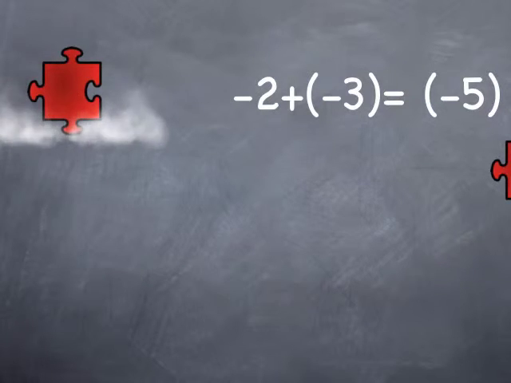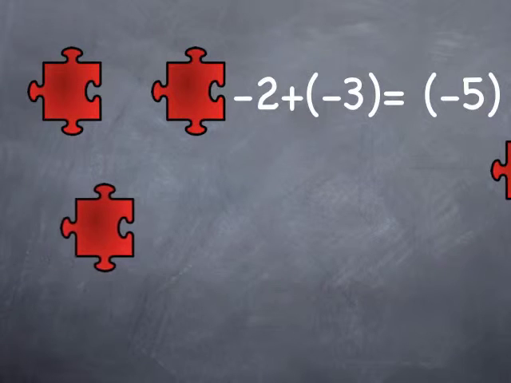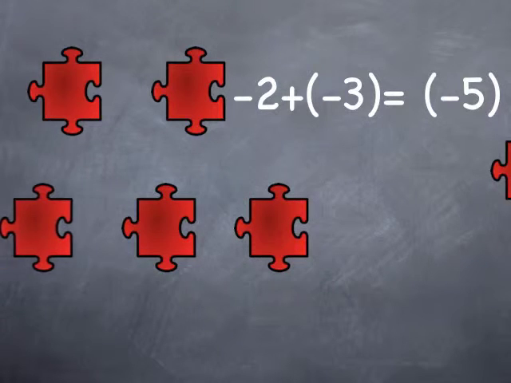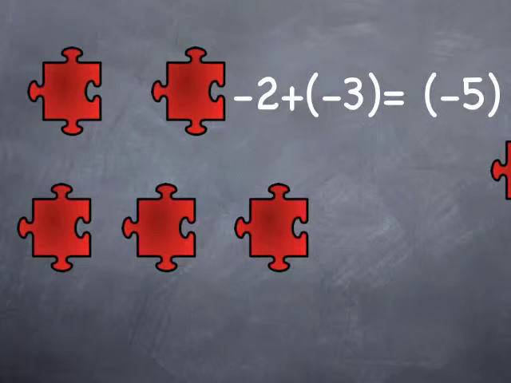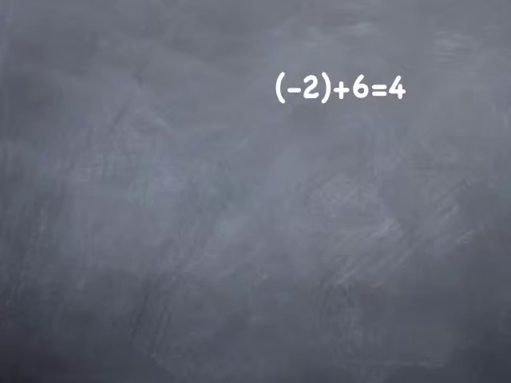So first you have to represent negative 2, which is two red tiles, negative tiles, plus 3 negative tiles, so negative 3. And so then you add them all together, so negative 2 plus negative 3 equals negative 5, because you're adding that negative amount, which decreases it.